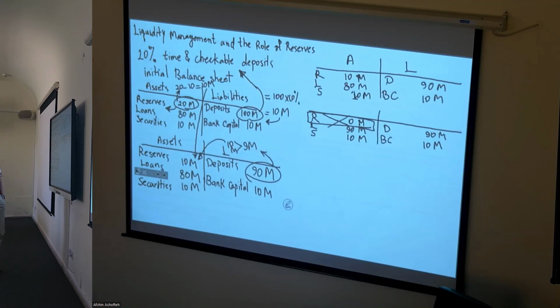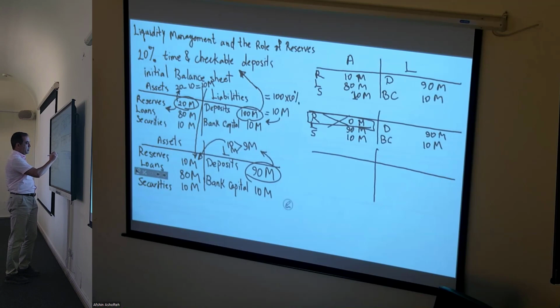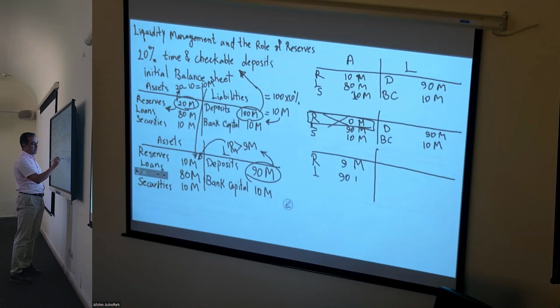To solve the problem, the bank can borrow the reserve from other banks or corporations, with interest on this borrowing, that is a high interest rate. And if it borrows like that, the reserves would be what? It can have the reserve from that needed amount of money, that is 9 million. And the loans would be 90 million, securities 10 million. This is on the asset side.